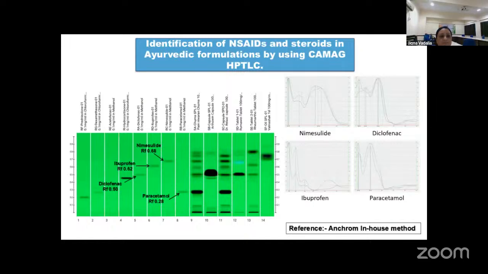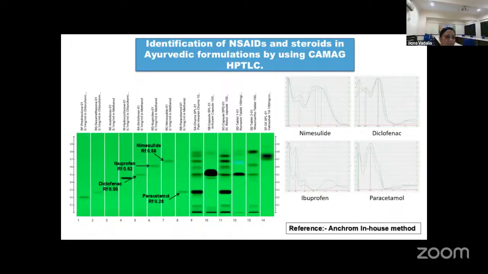Now, nowadays in the market there are some undeclared components. Means in the herbals, some undeclared synthetic components are added. So here this is a method for the identification of some non-steroidal compounds and some steroids in the Ayurvedic formulations.